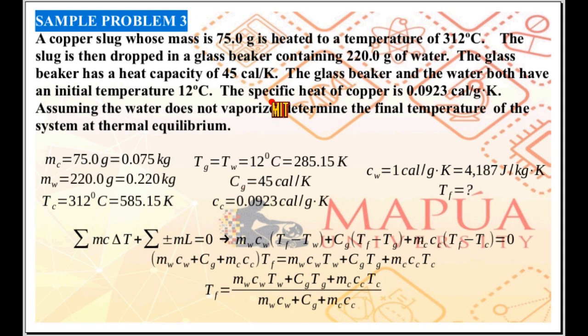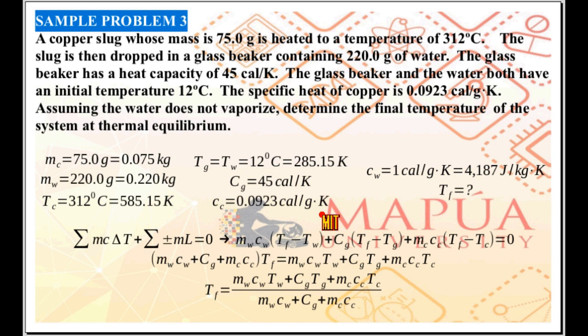Given is the specific heat of copper. Let that be small cc, specific heat of copper, 0.0923 calories per gram Kelvin.